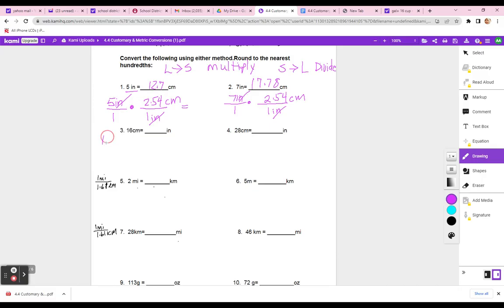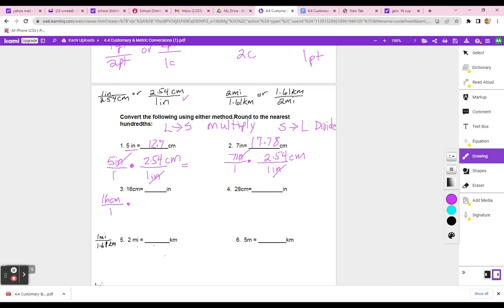So we start with 16 centimeters over 1 times, this time we're going from centimeters to inches. So we're going from something small to something large. So this is where we have to divide. But it doesn't matter if you don't remember that. Just use your conversion factor correctly. So back to our conversion factors. Let's look.